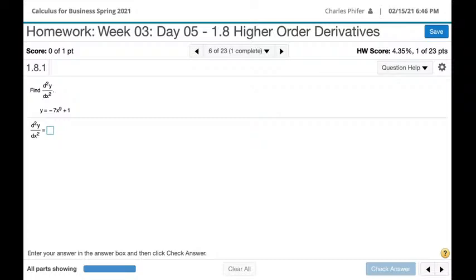So we have section, this is week 3, day 5. This comes from section 1.8, higher order derivatives. Okay. That's fine. Hopefully the handwriting is not too bad. This is question number 6. I know you can't see it, I'm still taking notes. Question number 6 comes from section 1.8.